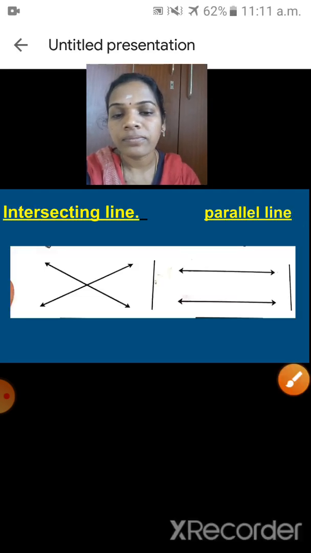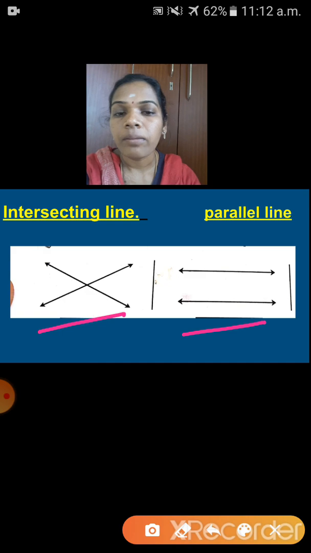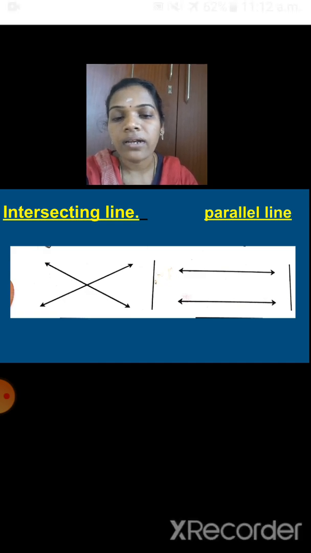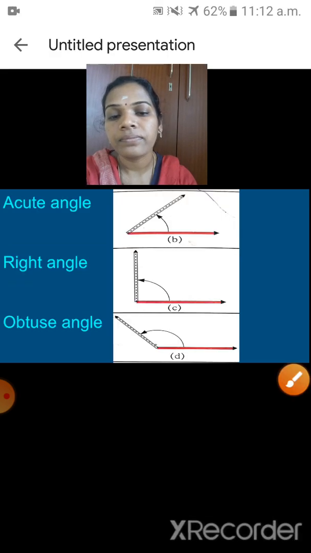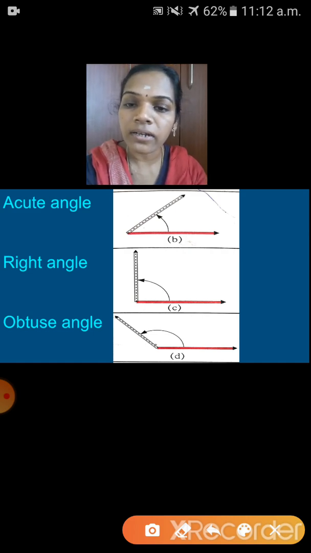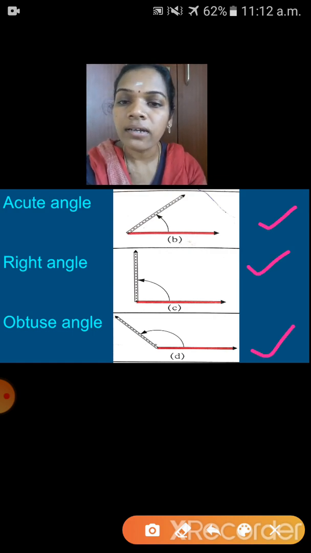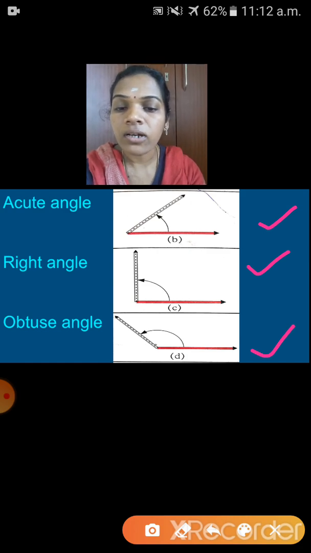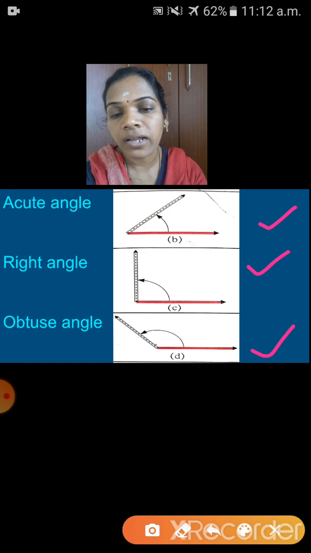And the next one is intersecting line and parallel line. This is an intersecting line and this is a parallel line. And next is acute angle, right angle and obtuse angle, that you already studied in your 5th standard. You have to draw like this, and stick matchsticks on that figure. Along with this you have to draw a triangle also. So in total 10 figures you have to draw, and stick matchsticks on them, and if you want, you can color them also.